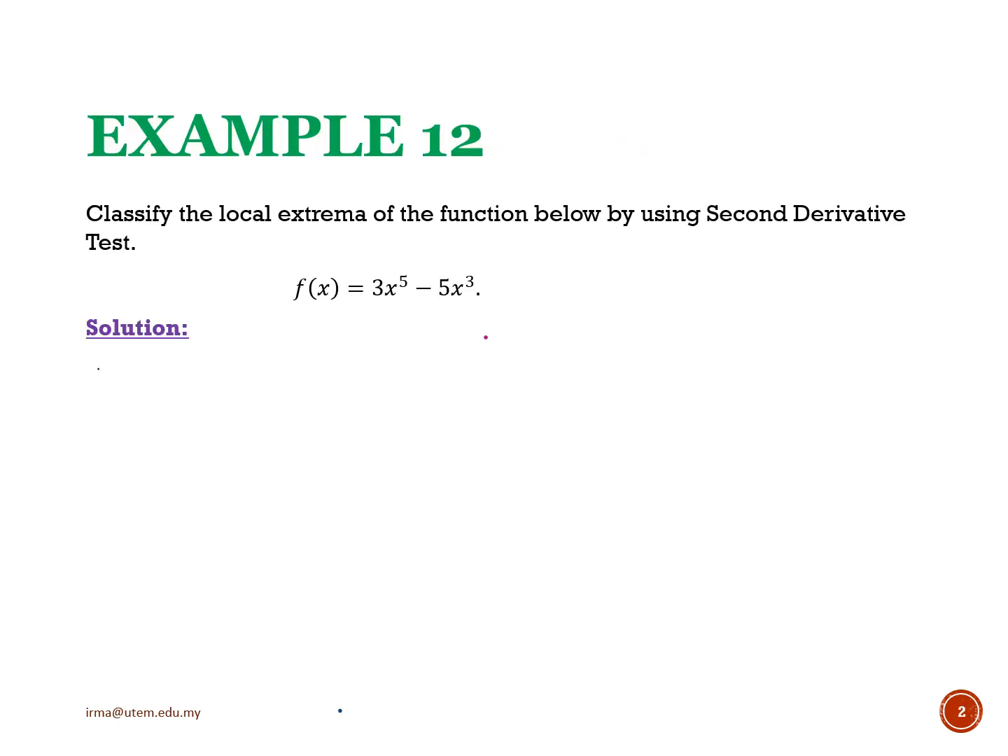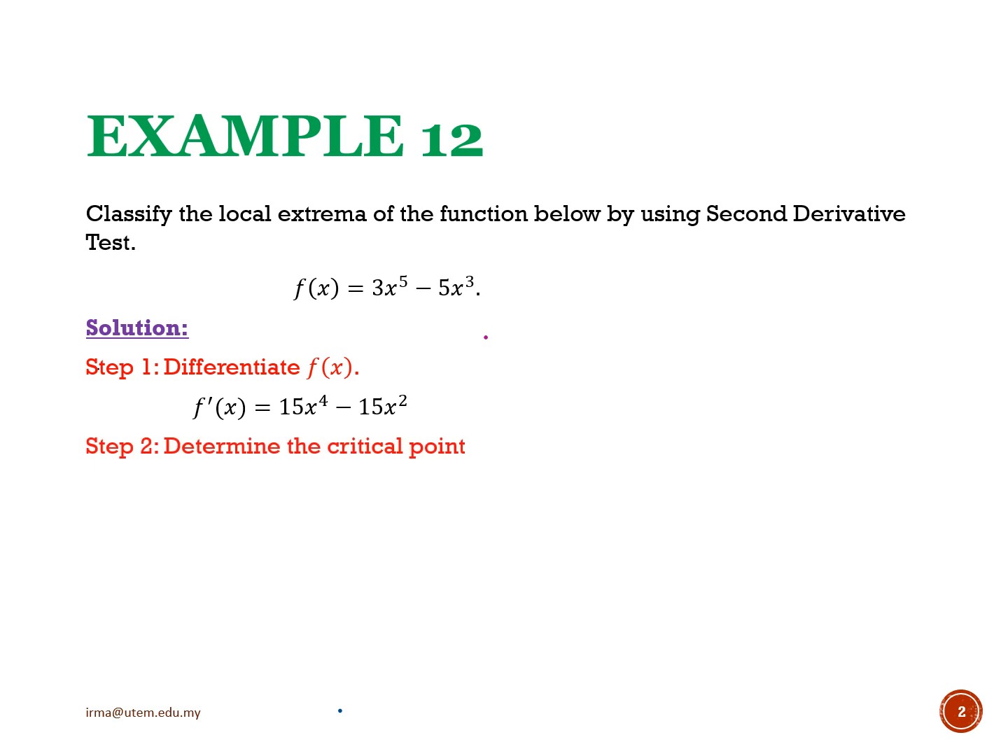Let's look at example 12. Classify the local extrema of the function below by using the second derivative test. We have the function f(x) equal to 3x to the power of 5 minus 5x cubed. So step 1 is to differentiate the function f(x). You will get f prime x equal to 15x to the power of 4 minus 15x squared.